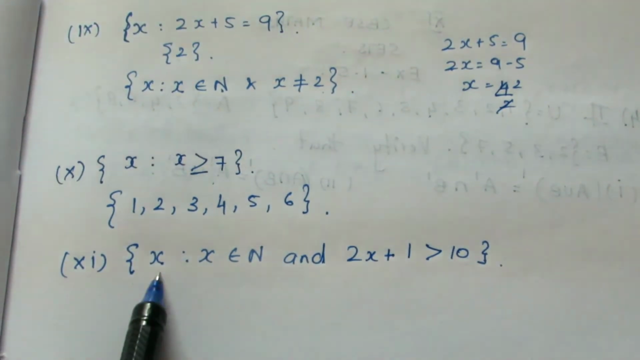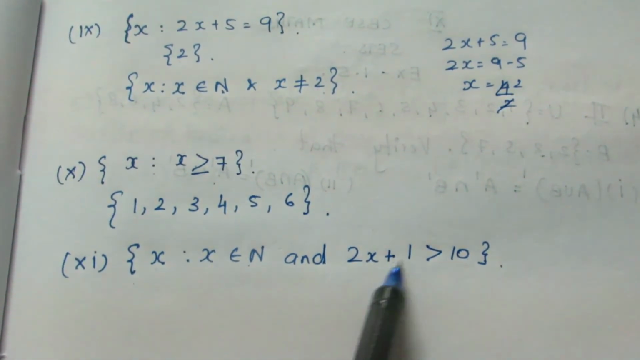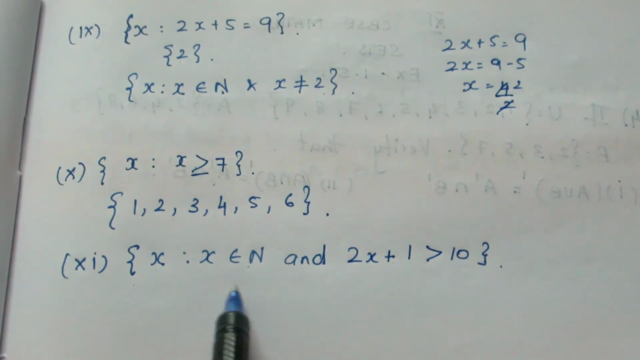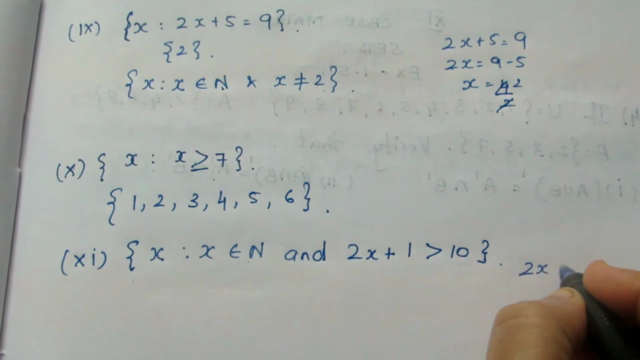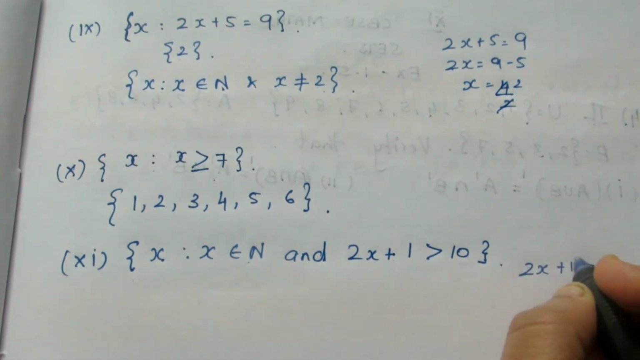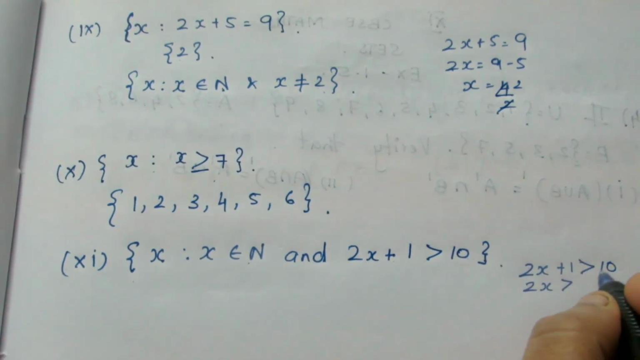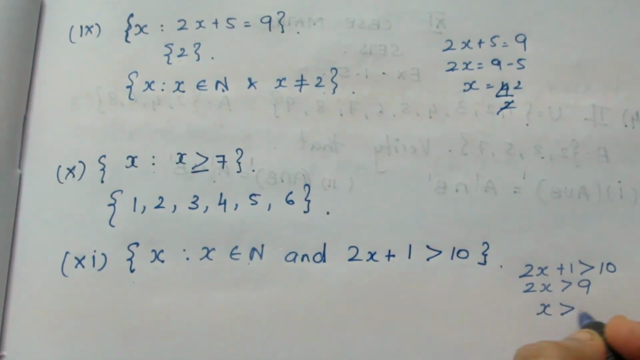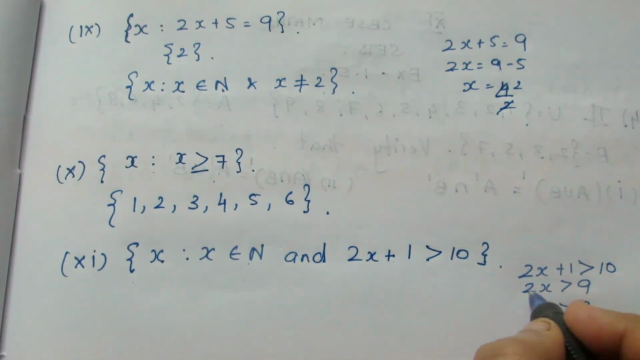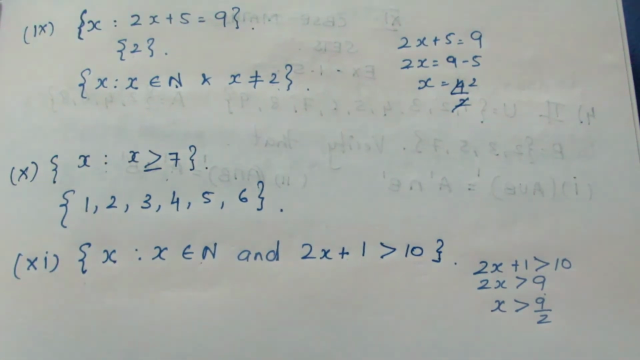In the 11th sum, they have given x such that x belongs to natural numbers and 2x plus 1 is greater than 10. So we need to find the value of x. If 2x plus 1 is greater than 10, I am going to bring 1 to that side. So 2x is greater than, if 1 goes to that side, it becomes minus 1, and the answer will be 9. So x is greater than 9 by 2. If I bring 2 to this side, it comes as divide.